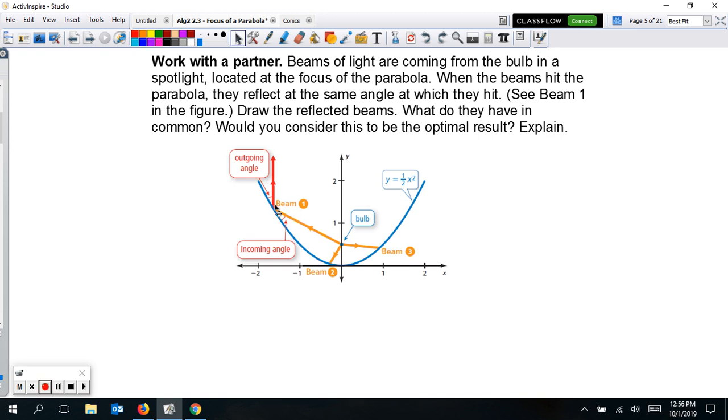So you can see on this one, beam 1 shines this way, hits the side of the parabola, and then goes straight out. Beam 2 would do this and then hit and go straight out. Beam 3 goes this way, and we go straight out. They'd all go exactly straight out.